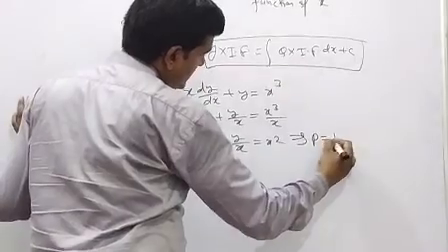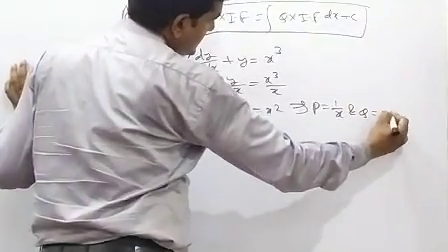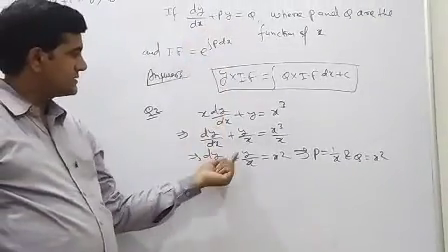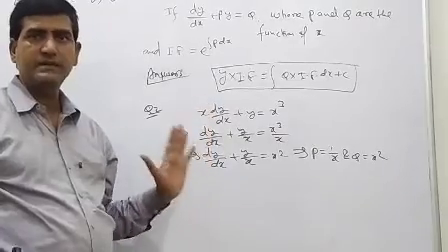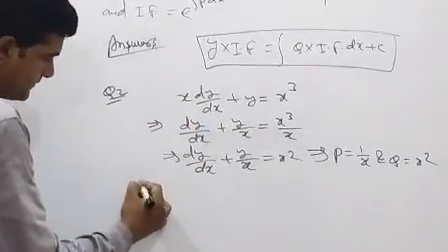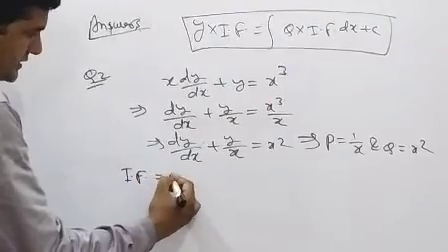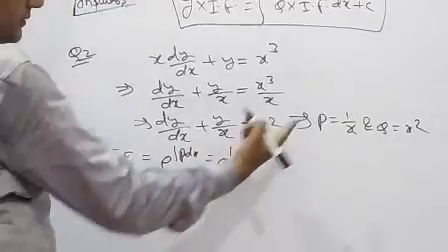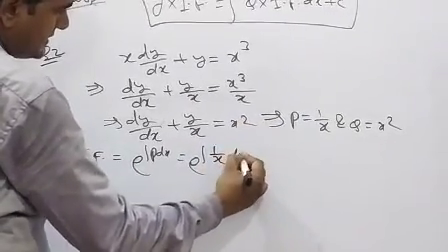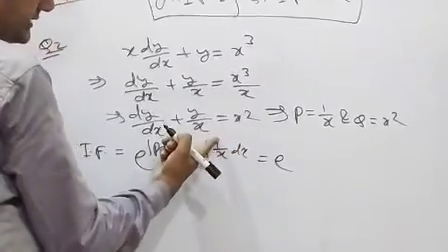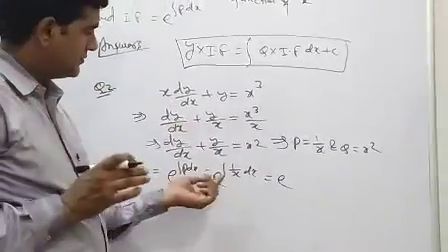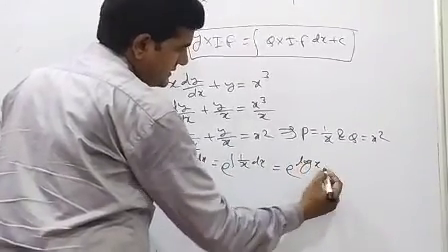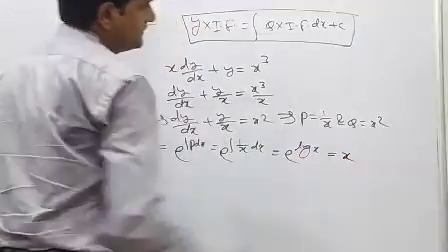Now P is equal to 1 by x and Q is equal to x square. Clear? Comparing this question to this form, P means 1 by x and Q is equal to x square. Comparing only. After that, integrating factor is equal to e power integral of P dx. What is the value of P? 1 by x dx. So e power integration of 1 by x, which is log of x. Clear? Then e power log of x.